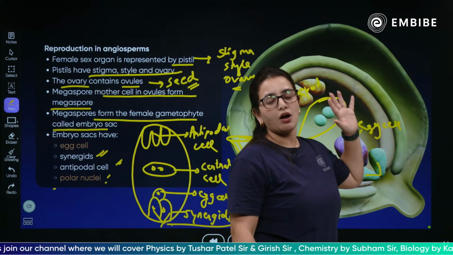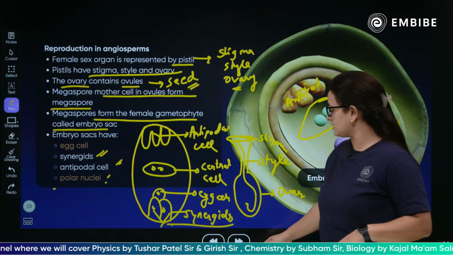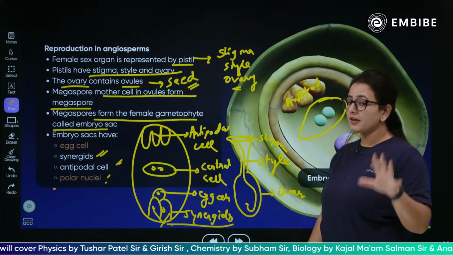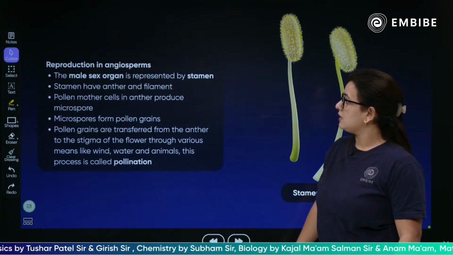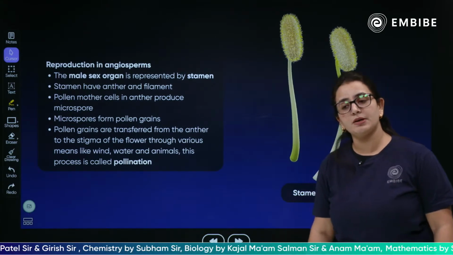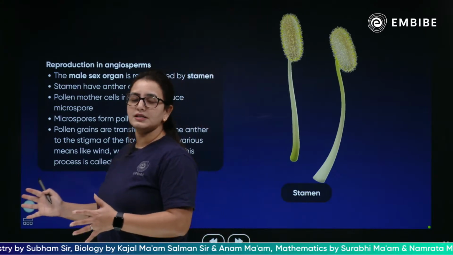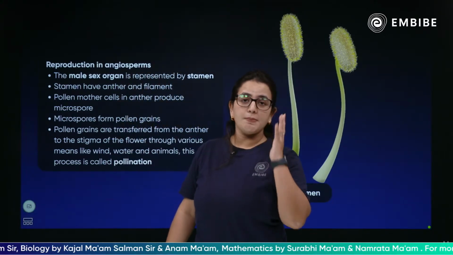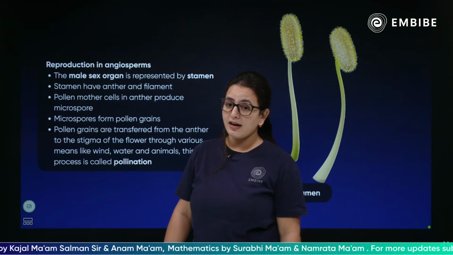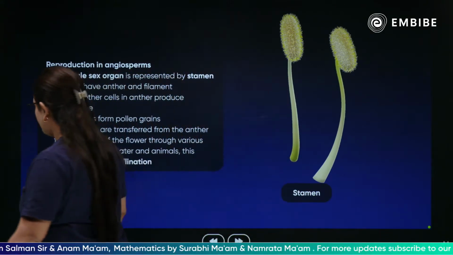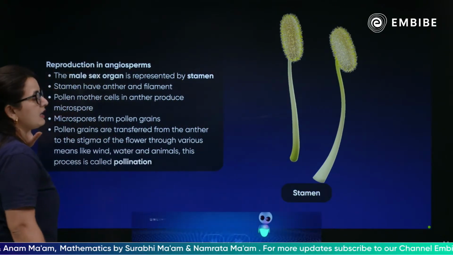So this is how reproduction takes place. Right now we have discussed the female gametophyte, the embryo sac, and the megasporangium. Next we are going to discuss the male gametophyte.